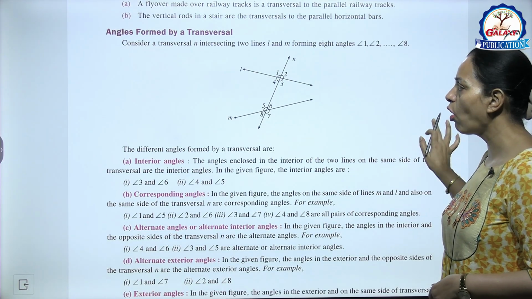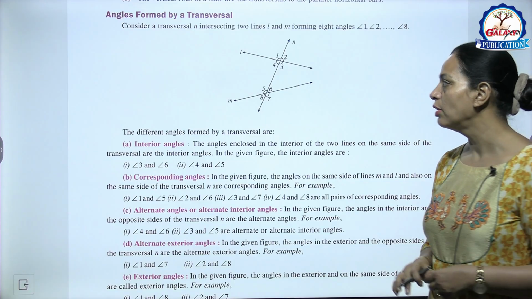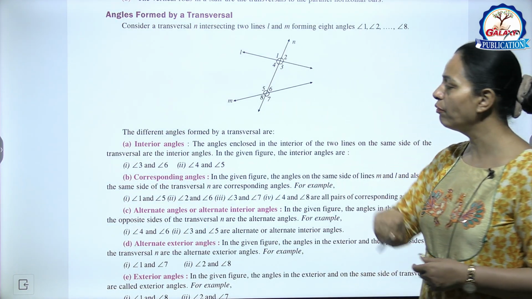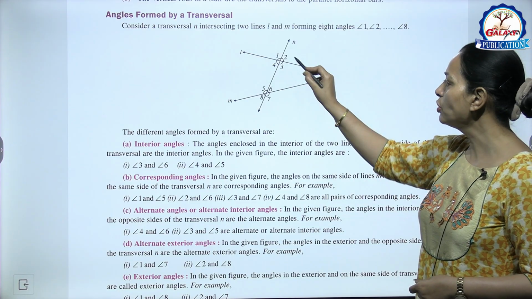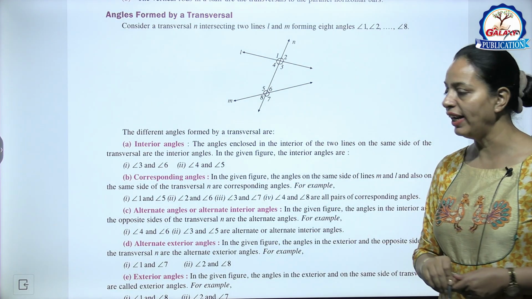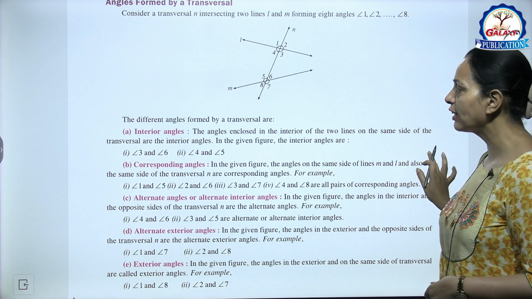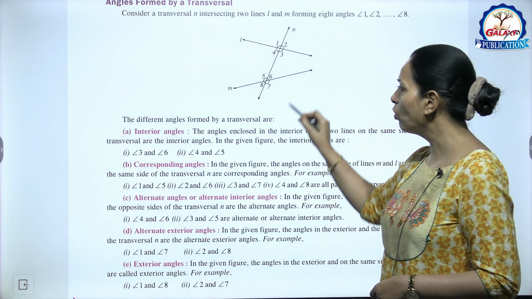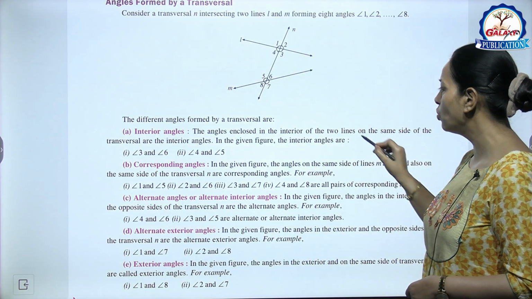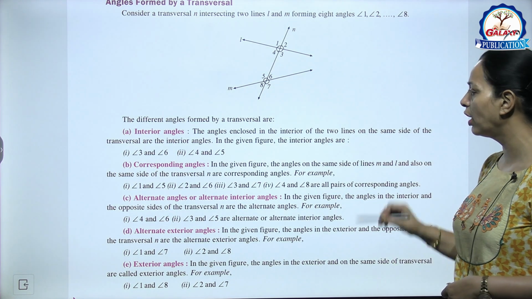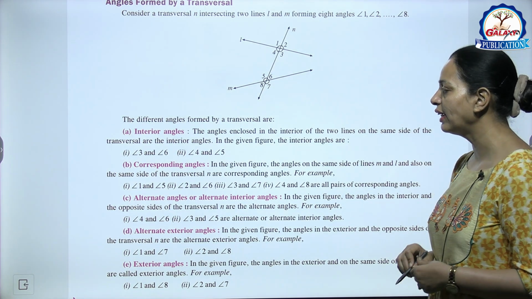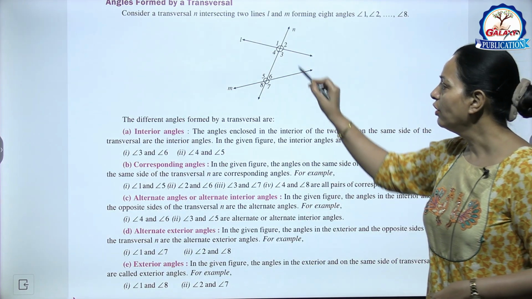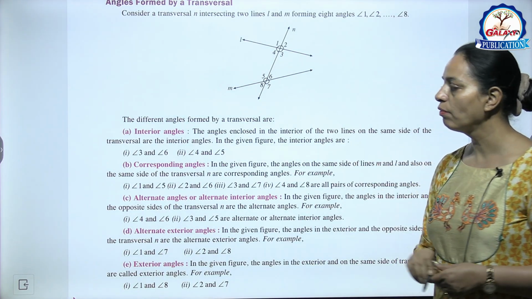Now angles formed by a transversal. So consider a transversal N intersecting 2 lines L and M forming 8 angles 1, 2, 3, 4, 5, 6, 7 and 8. Now here different angles we are getting. A part, interior angles. The angles enclosed in the interior of the 2 lines on the same side of the transversal are the interior angles. In the given figure, the interior angles are 3 and 6, 4 and 5.